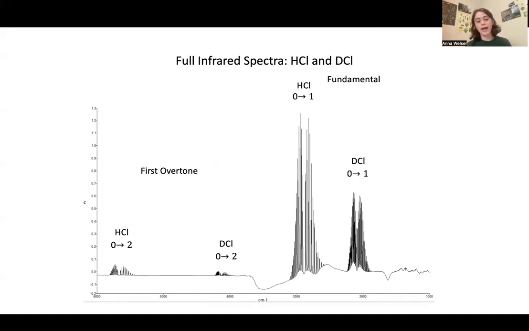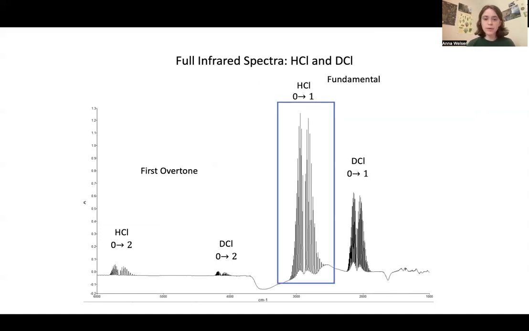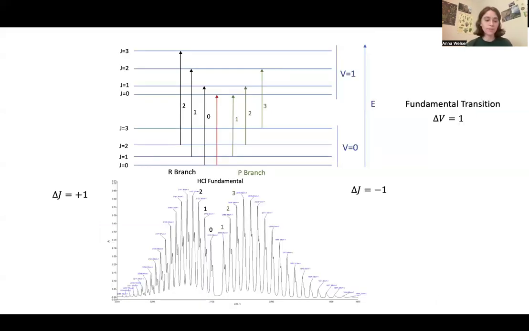Further, we're able to assign HCl and DCl to each of these based off of their wave number, and overtone versus fundamental based off of both their wave number and their population. So what do we mean by that? Let's take a look at the HCl fundamental transition in a little bit closer detail.